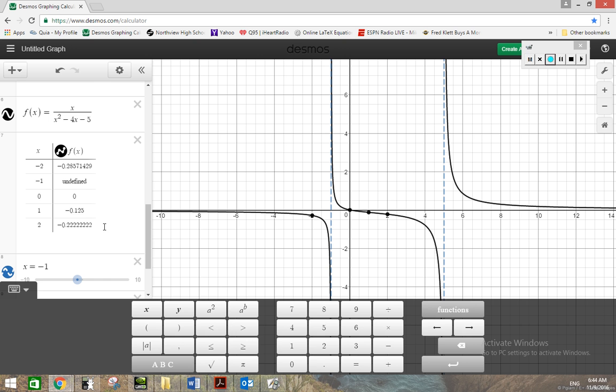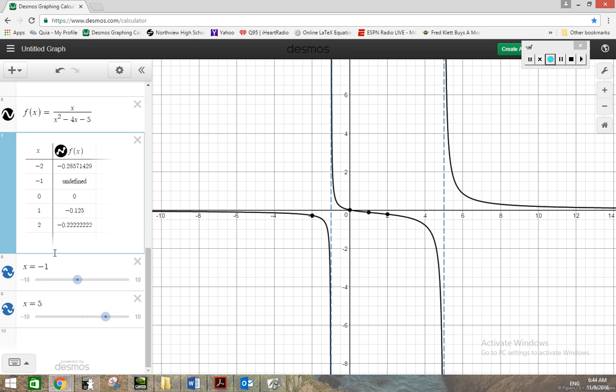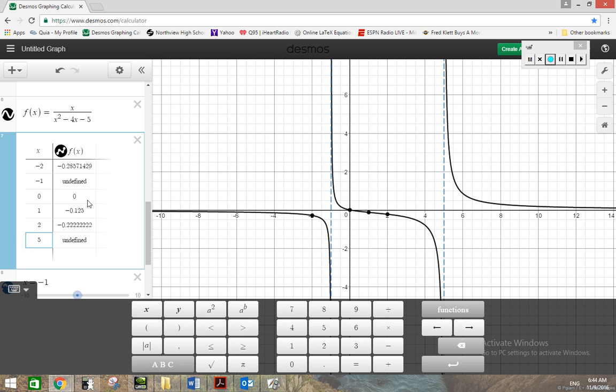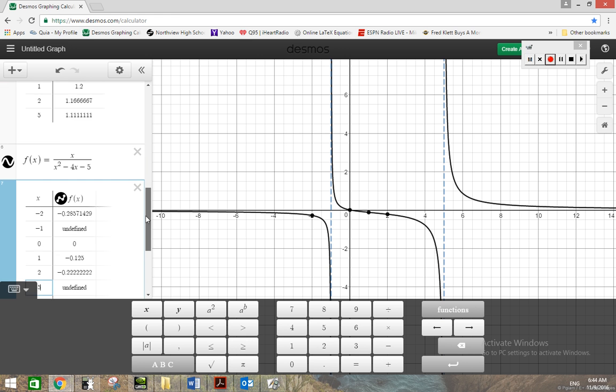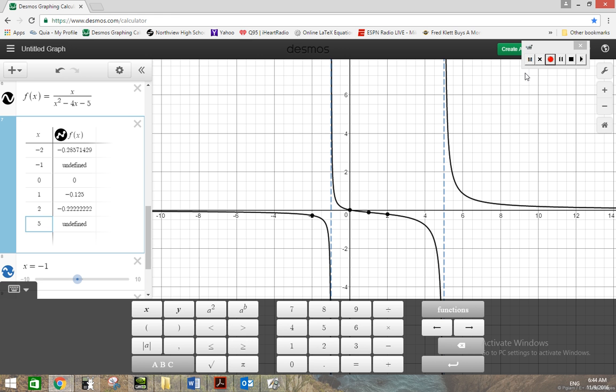So we can see, oh, okay, I thought that said undefined there. At negative 1 and positive 5 it was undefined because those were our vertical asymptotes, and we just have to say algebraically that we knew that there were no holes in the graph.